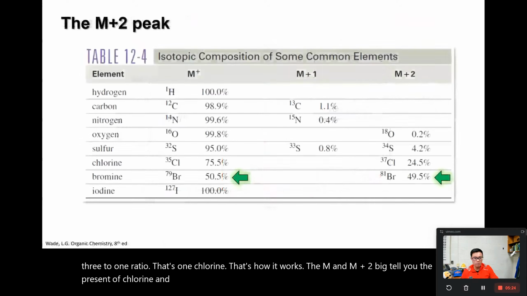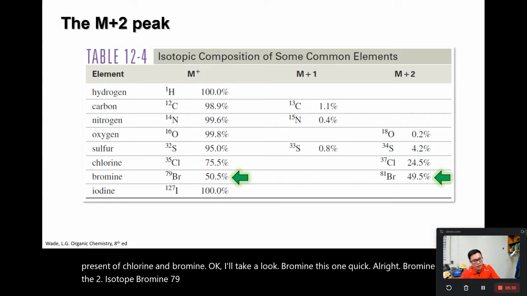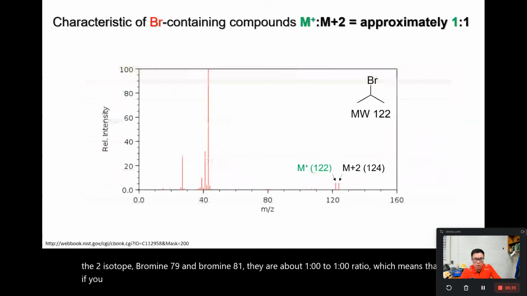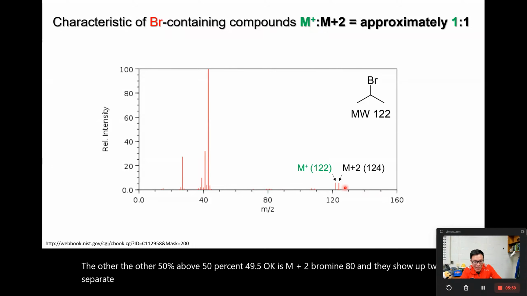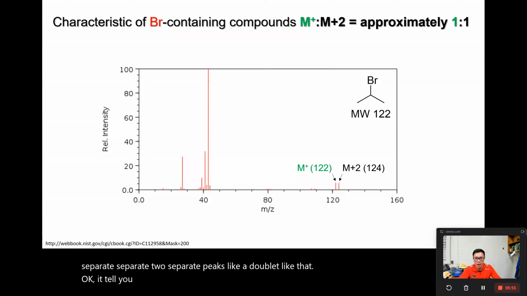Let's take a look at bromine. This one's quick. Bromine has two isotopes, bromine 79 and bromine 81. They are about a 1-to-1 ratio, which means that if you have a compound that contains one bromine, chances are 50% is regular bromine 79, and the other 50%, about 49.5%, is the M+2 bromine 81, and they show up as two separate peaks, like a doublet. If you see an M+2 peak almost equal in percent relative abundance, it tells you that you've got one bromine in it.